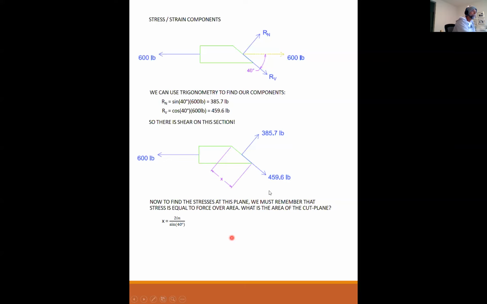So I need to find what this length is in order to get the full area. To do that, I will just use the original height, which is 2 divided by sine of 40. That gives me this length is 3.11 inches. So my area is 3.11 inches by 2 inches wide, which gives me 6.22 square inches.